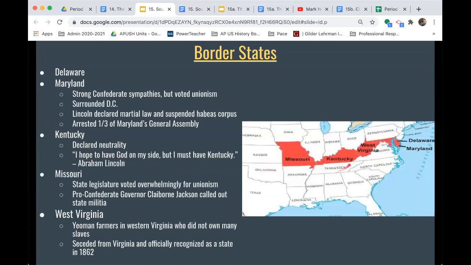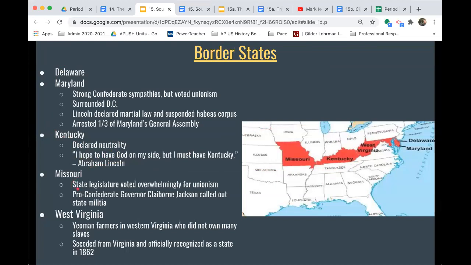What he means by this is because Kentucky is right there on the Ohio River, and there's very, very valuable land in between North and South, Lincoln makes it very, very clear early on that he doesn't think the Union can win the war without keeping Kentucky in, and thus they do.